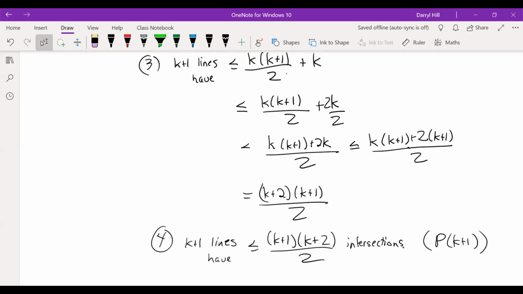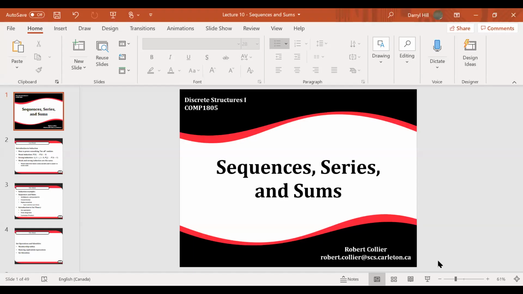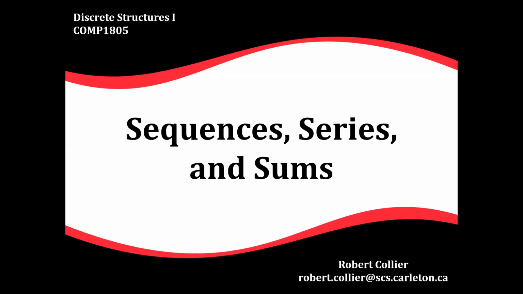So let's go to sequences, series, and sums. Again, these are based on slides by Dr. Robert Collier, and I've modified them, so if you find any mistakes, they are almost certainly mine.